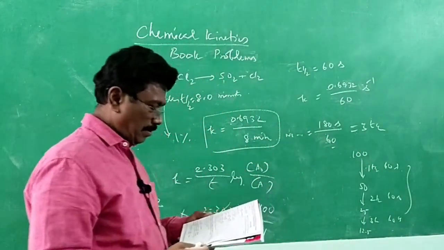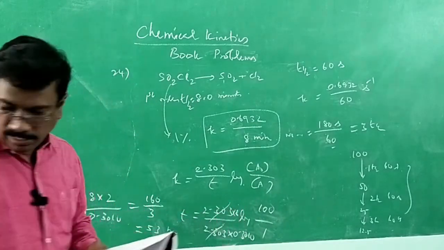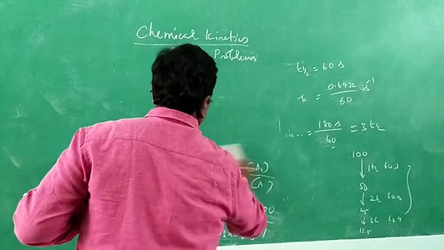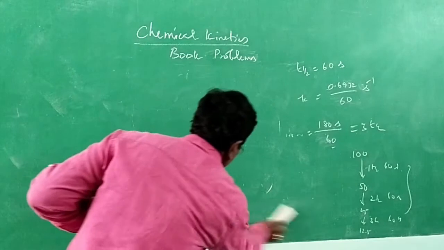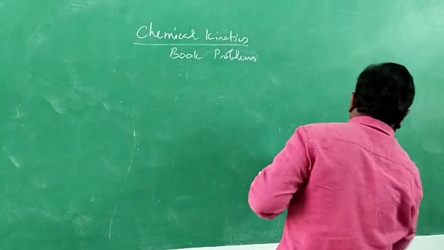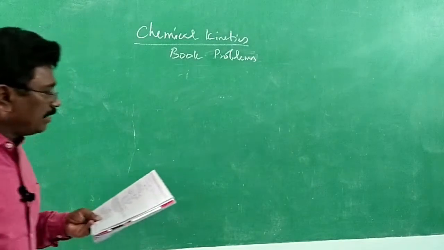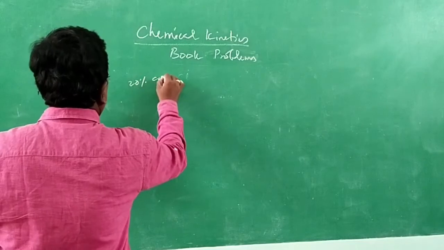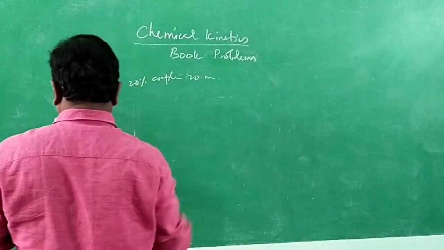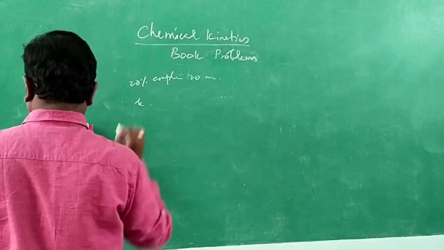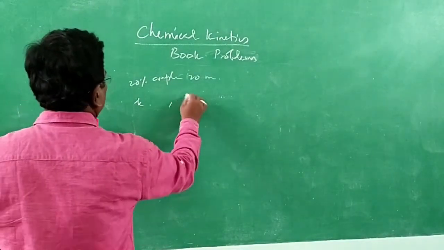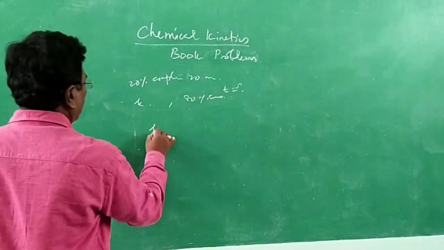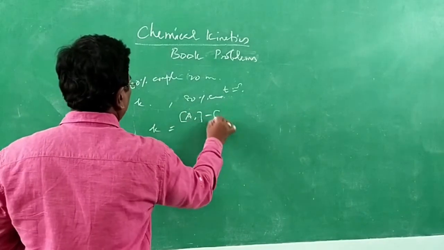That's all. Now question number 26 in your book. A zero order reaction is 20% complete in 20 minutes. Calculate the value of rate constant K. In what time will the reaction be 80% complete? So time for 80% completion is asked for a zero order reaction. For a zero order reaction, K is equal to A naught minus A divided by T.